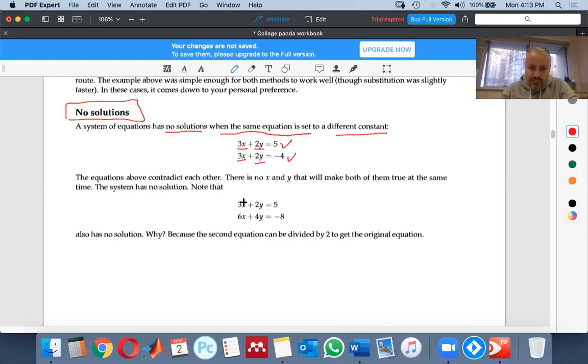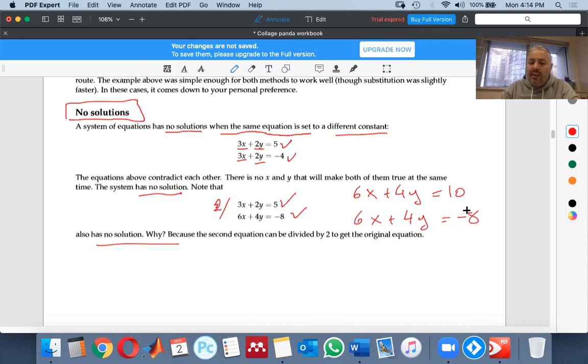Or here, the equations above contradict each other. There is no x and y that will make both of them true at the same time. The system has no solution. Note that 3x plus 2y is 5, 6x plus 4y is negative 8, also has no solution. Why? When you multiply the first one by 2, look now, 2 times 3x, 6x, 2 times 2y, 4y, 2 times 5 is 10. 6x plus 4y is equal to negative 8. So what you see here, almost the same left side, but right sides are different. Since these are different, there is no solution. Okay?